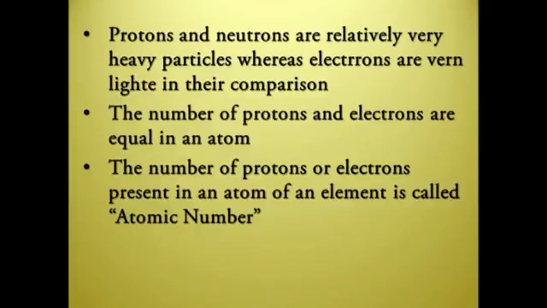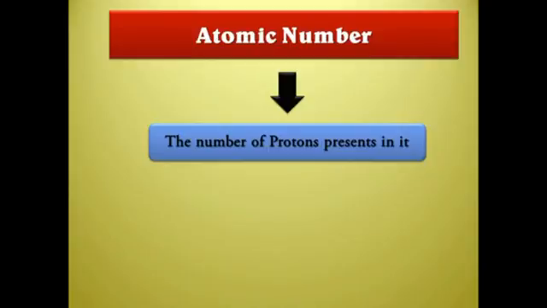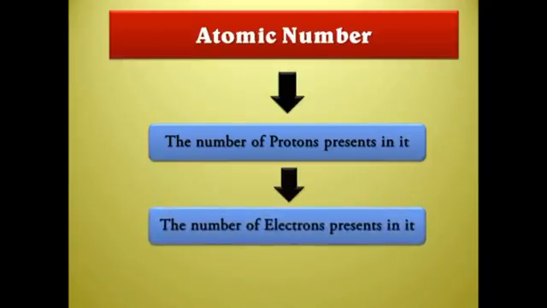Now let us see what the atomic number is in a graphical manner. Atomic number is equal to the number of protons present in a particular atom, and atomic number is also equal to the number of electrons present in it. So friends, we can easily say atomic number is equal to the number of protons and is equal to the number of electrons present in any particular atom.